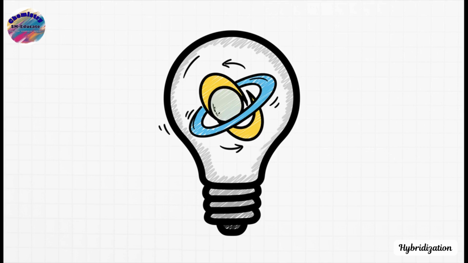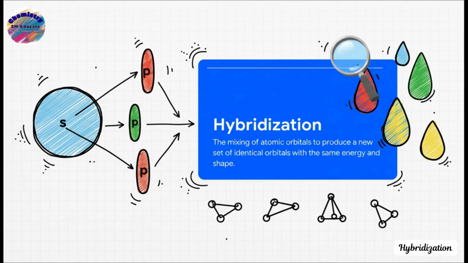They solve this puzzle with a really elegant and powerful idea called hybridization. So the big idea here is that atoms don't have to just play with the cards they're dealt. They can actually take their existing orbitals, the round s orbital and those dumbbell-shaped p orbitals, and just mix them up to create a brand new set of identical hybrid orbitals.